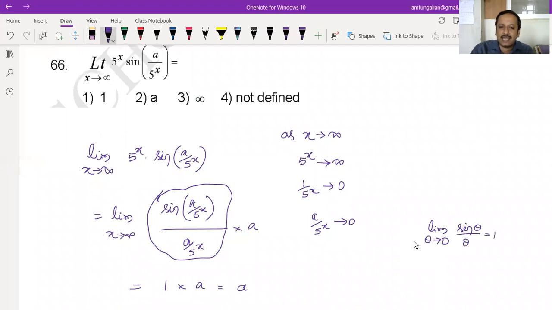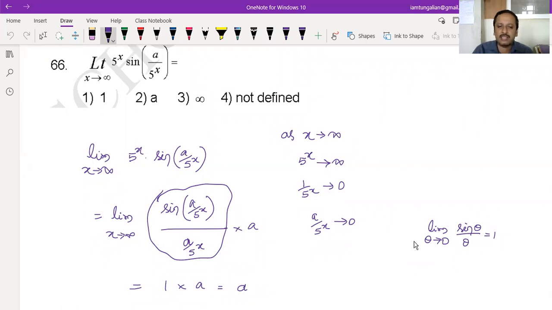Now you might be thinking, sir, x is tending to infinity. Yes, true, x is tending to infinity. But when x is tending to infinity, 5 power x will also tend to infinity. But 1 by 5 power x, being its reciprocal, the reciprocal of infinity is 0. 1 by 0 is infinity, right? Therefore, 1 by infinity tends to 0. So when x tends to infinity, a by 5 power x will tend to 0.